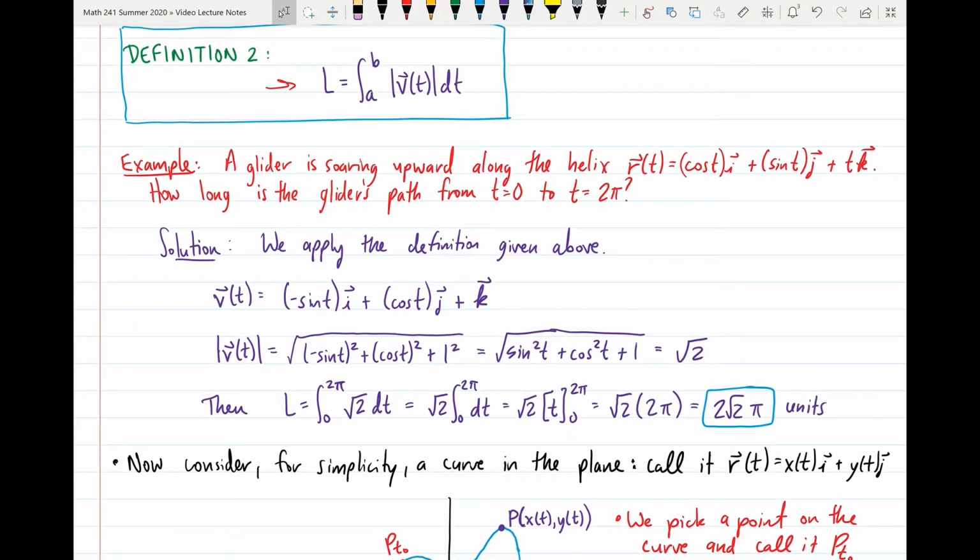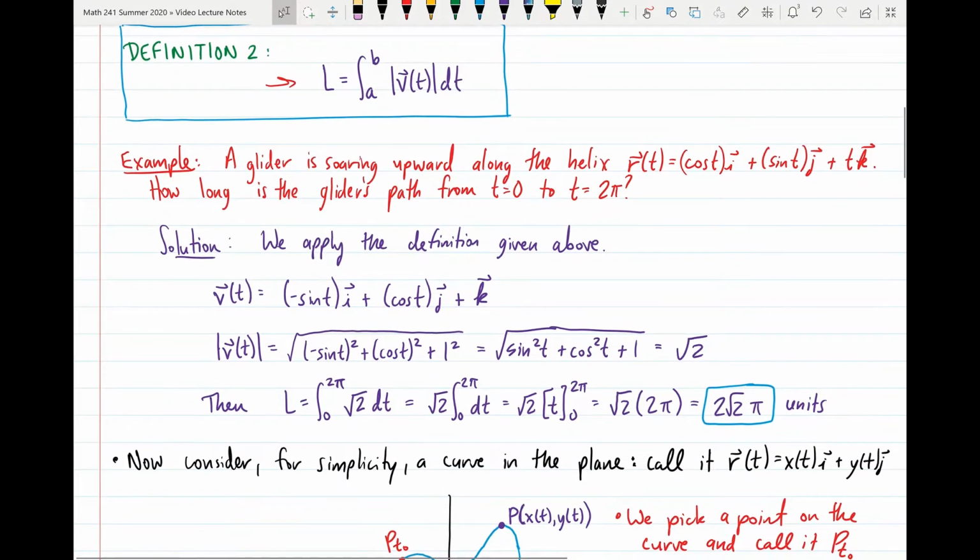So let's say that a glider is soaring upward along the helix r of t equals cosine t i plus sine t j plus t k, and we want to know how long the glider's path is from t equals 0 to t equals 2 pi. So remember, we talked about the helix in, I think, section 13.1. It's come up a couple of different times, but let's see if we can solve this problem.